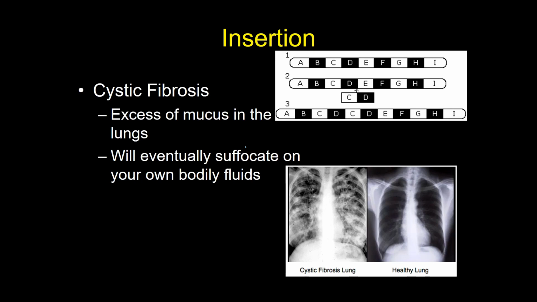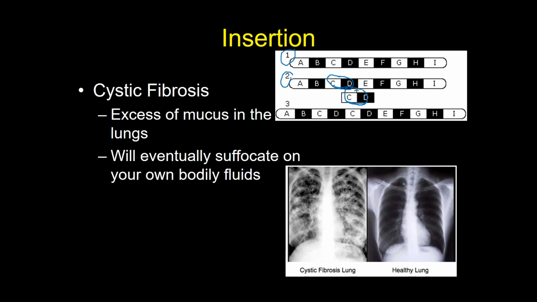The next one that we have is an insertion. So it's just the opposite. So this first one, we have our normal gene. Second one, we are inserting. So basically we have a repeat of this section. So instead of just normal mucus in the lungs, now we have 2 copies of that part of the gene.